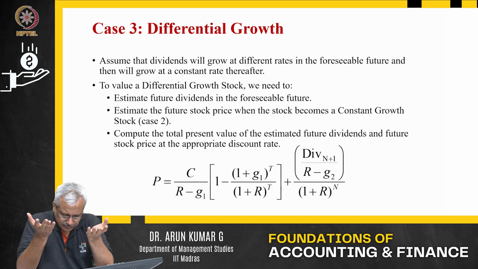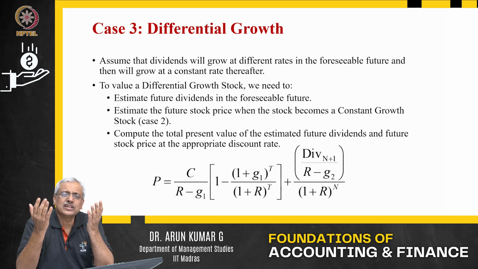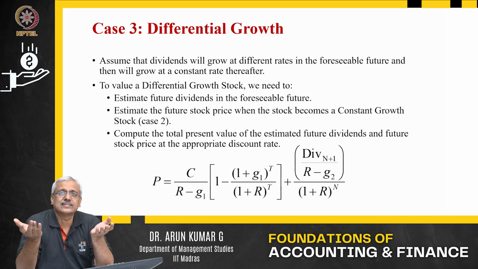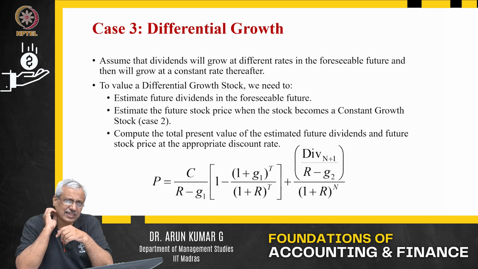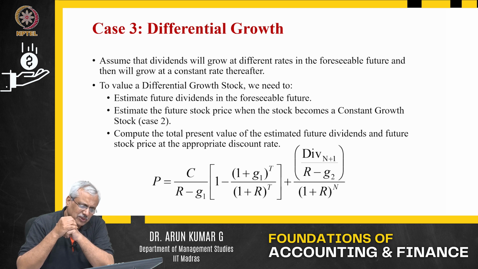Like any industry which is in the growth stage, what happens? In the growth stage, the growth is supernormal. It's very different. It's not consistent. Once it reaches a maturity stage, normally it grows with the industry average. To value the differential growth stocks, we need an estimate of future dividends, an estimate of future stock prices when the stock becomes a constant growth stock, and compute the present value of all these things.